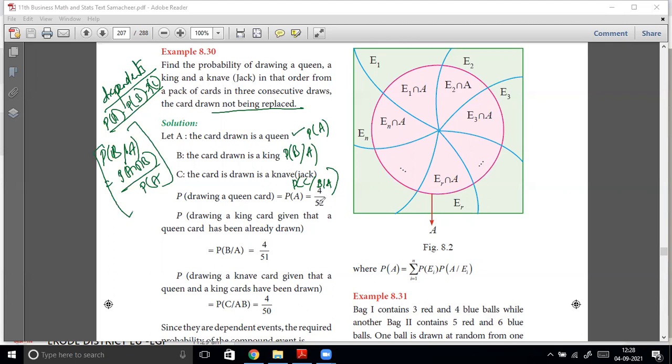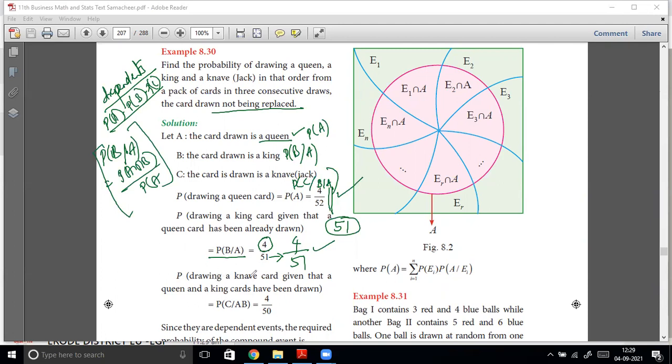So first event, drawing a queen, very simple, 4 by 52. There will be 4 queens out of 52 cards. Now, drawing a king card, given that the queen card has already been drawn. That means 1 card is gone. So how many remaining cards are we having? We're having remaining 51 cards. So that becomes the sample space. But only a queen is drawn, no? So all the 4 kings are remaining. So the probability of B given A has happened is 4 by 51. Not 3 by 51. If you draw another king, it becomes 3 by 51. But you're drawing a king, so 4 by 51. Probability of B given A.